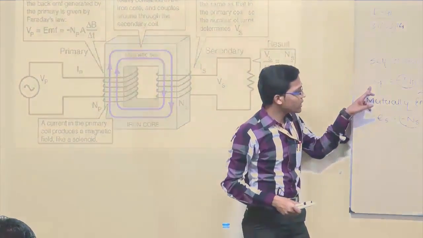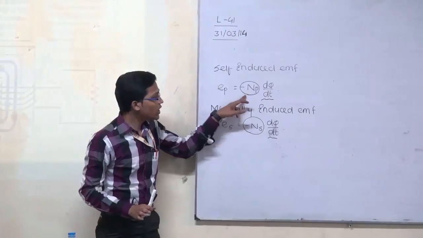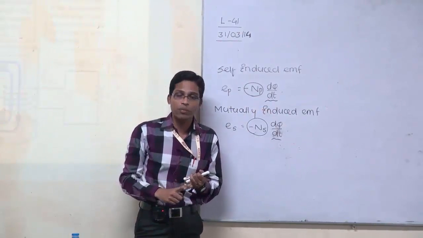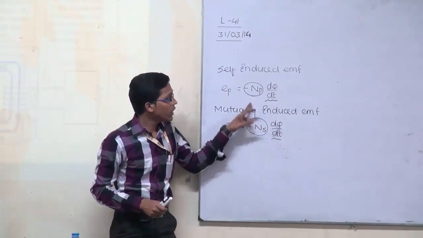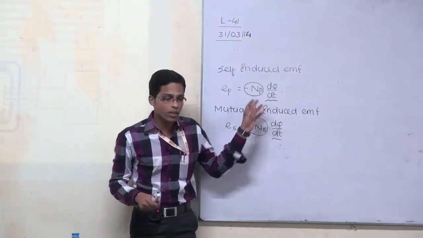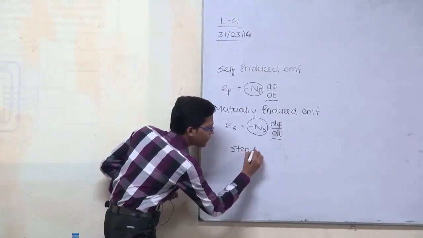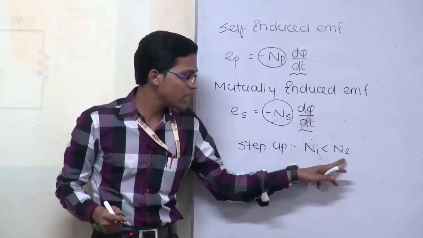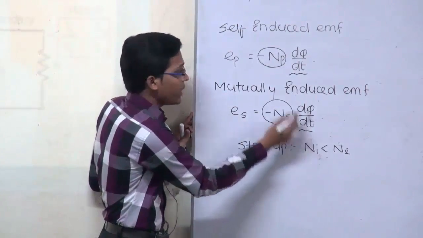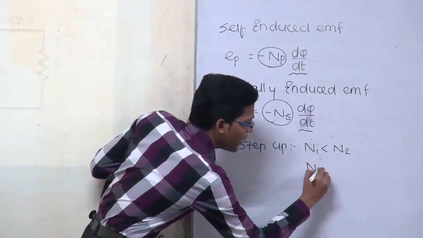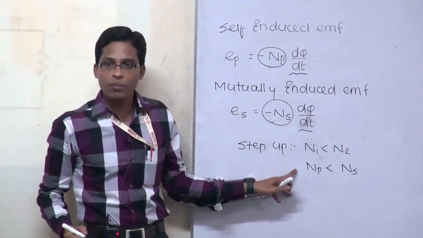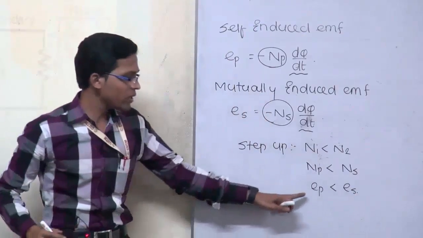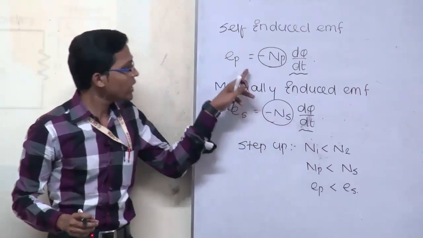As I told you, d phi by dt is the same for both, only the change is NP to NS. As in the previous discussion on types, we have read about step up transformer and step down transformer. Depending upon the NP and NS values, the transformer can be called a step up or step down transformer. In a step up transformer, N1 is less than N2, that is, the number of turns in the primary winding is less than the number of turns in the secondary winding. Here N1 means NP and N2 means NS. If NP is less than NS, then it is called a step up transformer. If NP is a lesser value, then EP will also be less. That means EP is less than ES, the voltage in the primary winding is less than the voltage in the secondary winding. That is called a step up transformer.